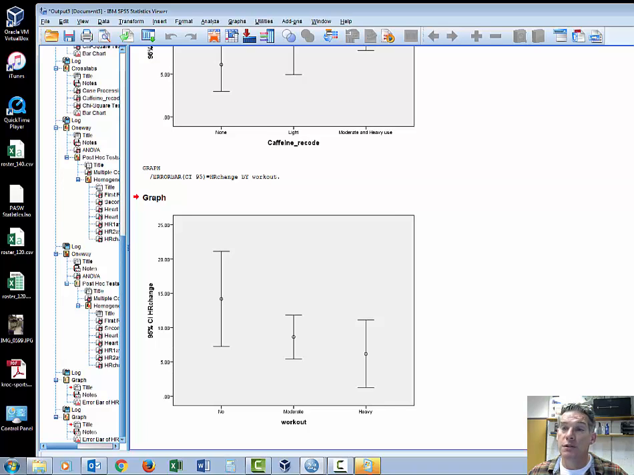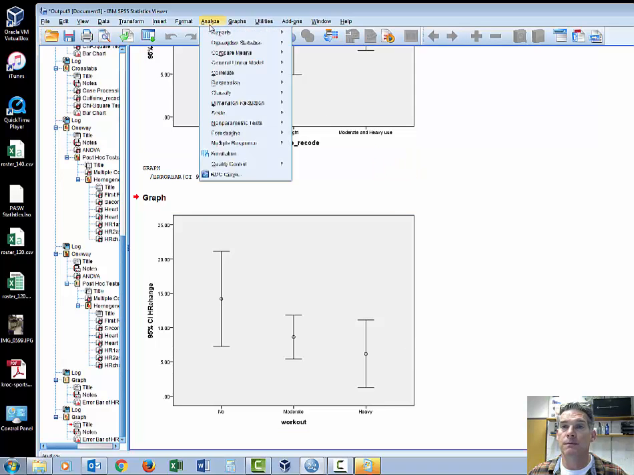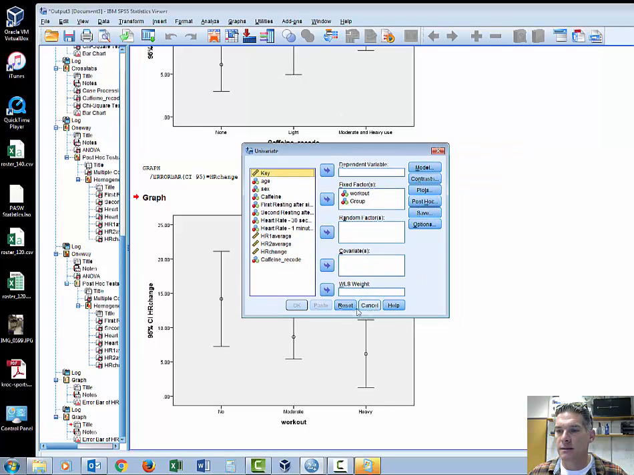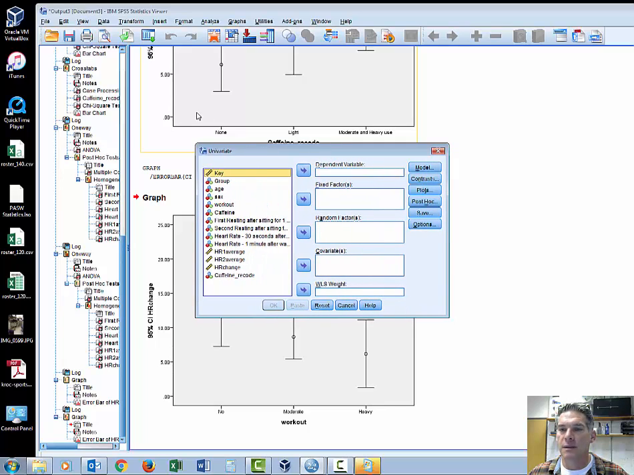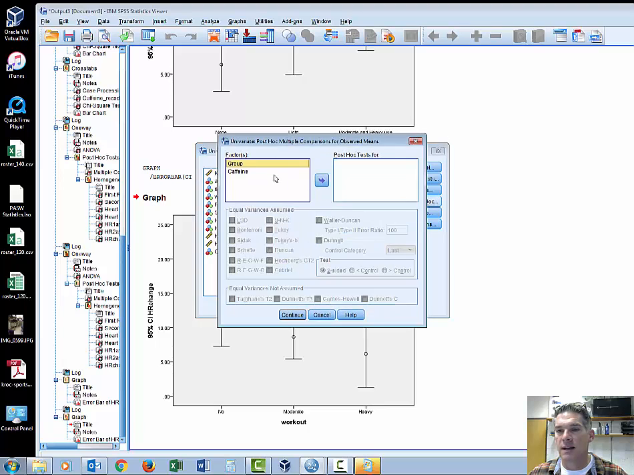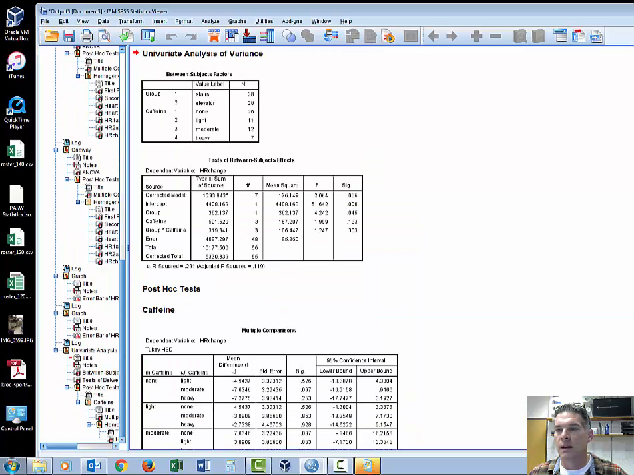Wow. Do either of these things interact with stairs? This is something new. We're not expecting you to do this, but just so you can see it, we're going to do what's called a univariate analysis of variance. Reset. Okay, so you can see what I was doing, because let's look at heart rate change, and let's look at group by caffeine. So does the group interact with caffeine? Post hoc tests for caffeine, because there's 3 levels. And we see that there's a significant effect of group, but it doesn't interact with caffeine.